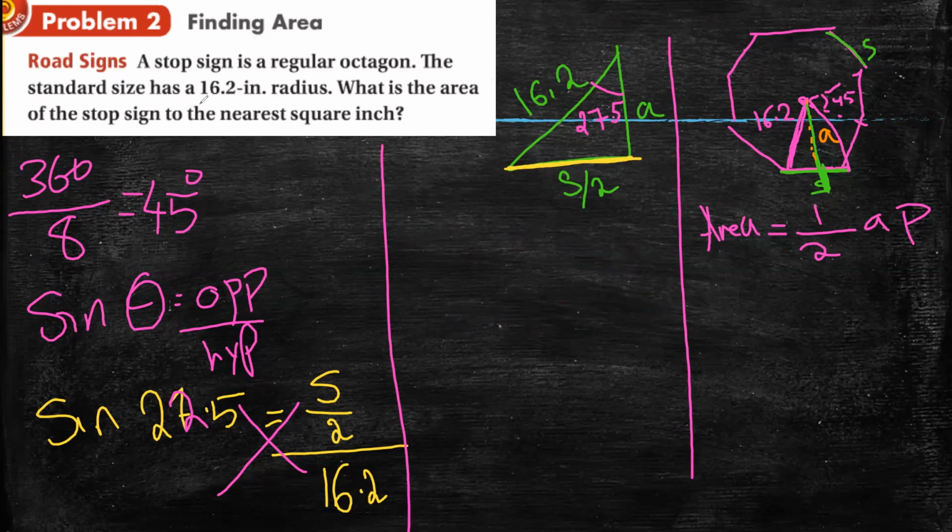So sine 22.5 times 16.2 is 6.19, which is equal to s over 2. So the side here is 12.39 inch. This is now the side of the stop sign here. In the second step, after I find the side, I need to find the apothem.